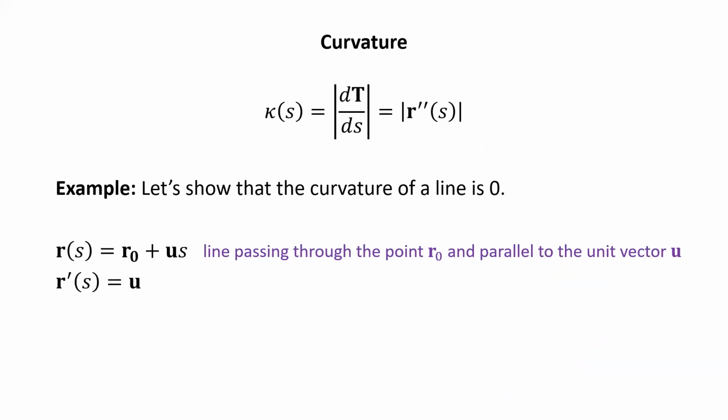Now, R prime of S is just U because the derivative of R0 is 0 and the derivative of the constant vector times S is just that constant vector. So R double prime of S is the derivative of a constant vector, which is just the 0 vector. Therefore, the curvature at S is the length of R double prime of S, or the length of the 0 vector, which is just 0. This is what we wanted to show.